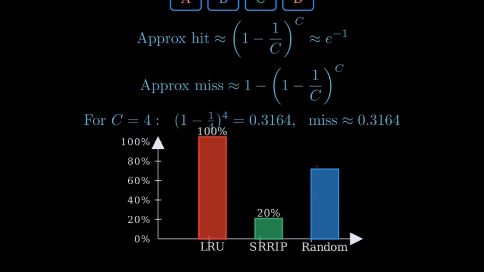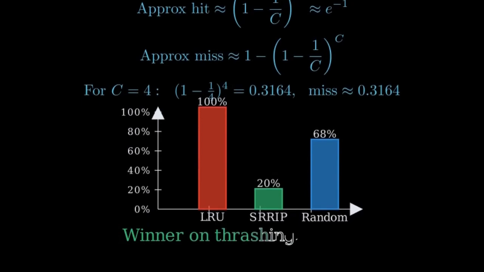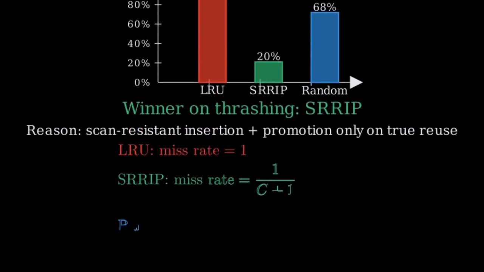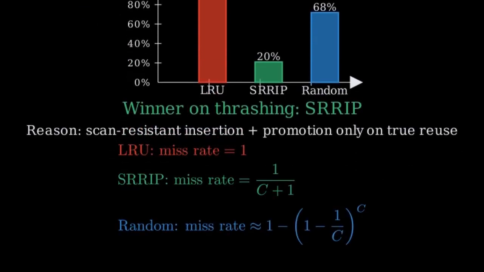Why? SRRIP protects reused lines by inserting new lines as long distance and only promotes on real hits, avoiding self-destruction on the cycle. Least recently used, by contrast, always evicts exactly the item you will need next on this pattern. Random sits in between.